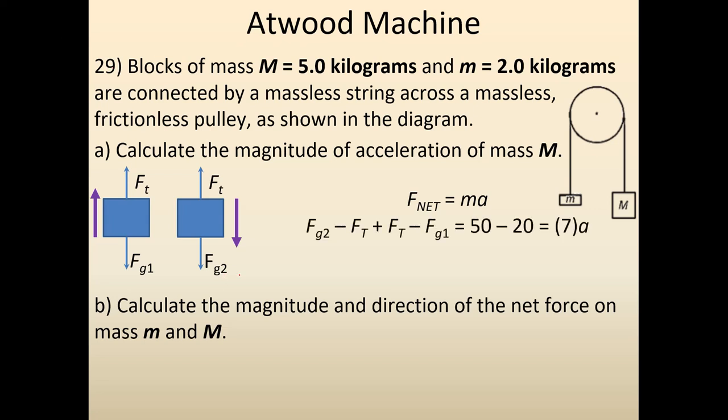Going through the forces, this is in the direction of my acceleration, so this is going to be positive, minus the tension force because it goes opposite, plus this tension force because it's in the same direction of acceleration, minus this force of gravity. The tension forces are going to drop out, so that's going to leave me with this, which is 50, minus this 20, and then the mass is the combined mass of the two moving objects, 7. So I end up getting 30 divided by 7, which is 4.29 meters per second squared.